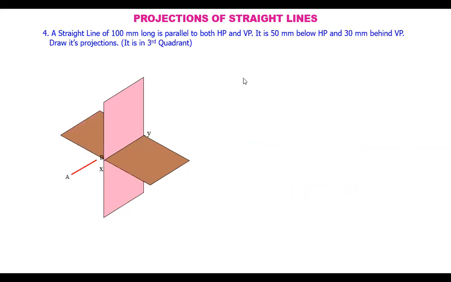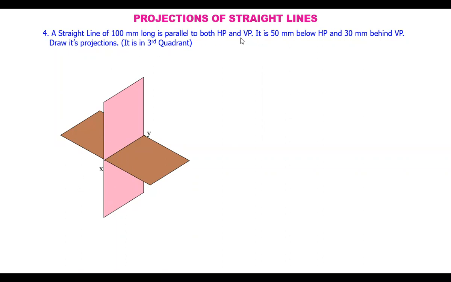Now, suppose we take another line here, a straight line of 100 mm long, parallel to both the planes again, 50 mm below and 30 mm behind VP. Can you tell in which quadrant it is? Yes, it is in the third quadrant. So when it is in the third quadrant, that is below HP, below the horizontal plane, anywhere it may be here or here, but behind VP, this is the vertical plane. Behind, that means behind VP here. So it is somewhere here in this. Okay, that means it is in the third quadrant. And how it is?